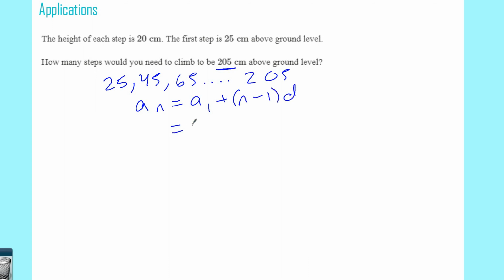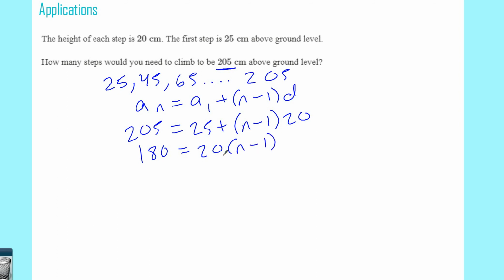Plug in what you know. First term is 25. We don't know where it is in the sequence. We know the difference is 20. And we know a sub n, that nth term, is 205. Work it out. So we subtract, we get 180.